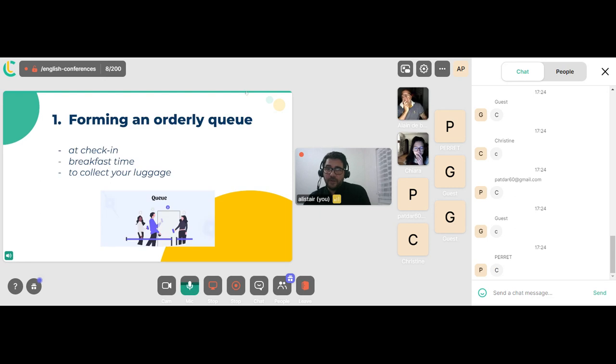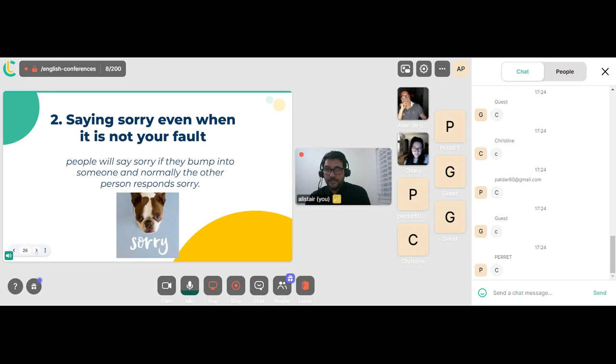Now, this is very true. Number 1, forming an orderly queue. If you have English guests in your hotel, they will form a queue quite happily, anywhere, at check-in, at breakfast time, or even to collect their luggage. They will happily queue. It's something that is true, I think.